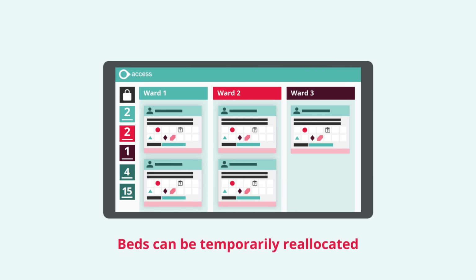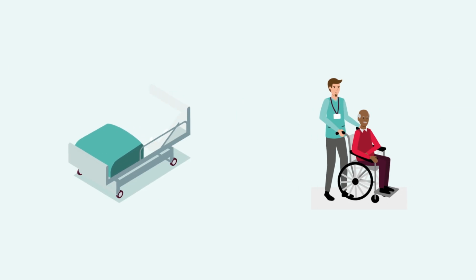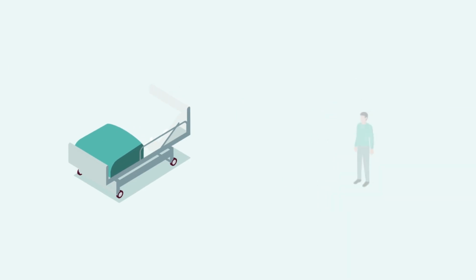The system also alerts clinicians when a patient has not returned from leave to ensure they can be found quickly and safely. When a patient is ready to be discharged, they can be moved to the discharge lounge within the solution, freeing up their bed within the system to be reallocated.